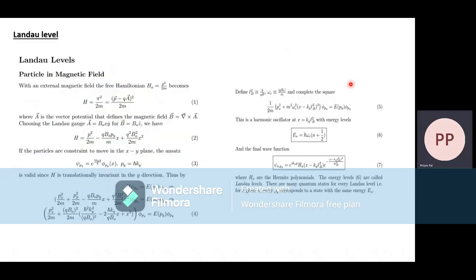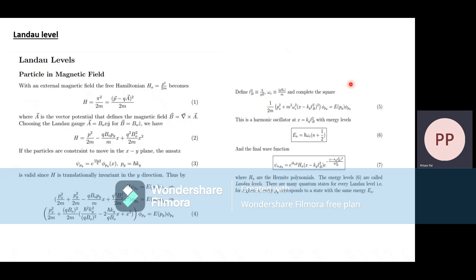Okay. Then next I will discuss a bit about the Landau levels. It's a very important topic actually. Basically it deals with how the particle motion will be in a magnetic field. So with an external magnetic field, the free Hamiltonian, when there is no external field or no interaction in the system, is simply H naught equals p square by twice m.